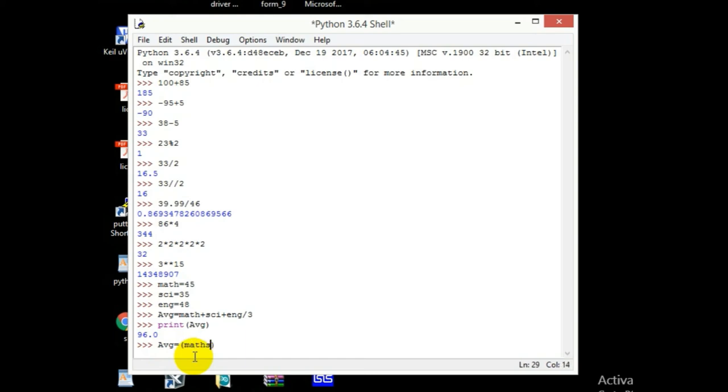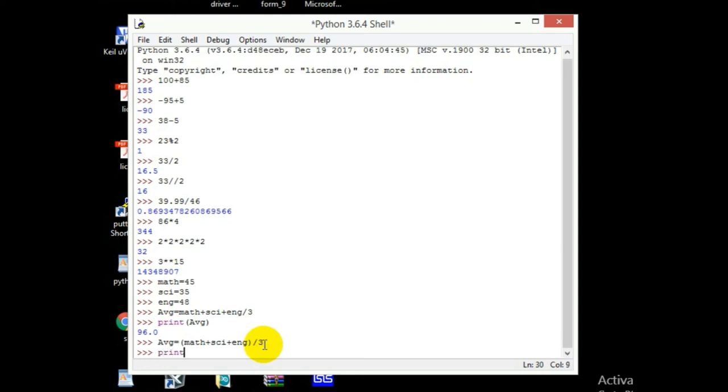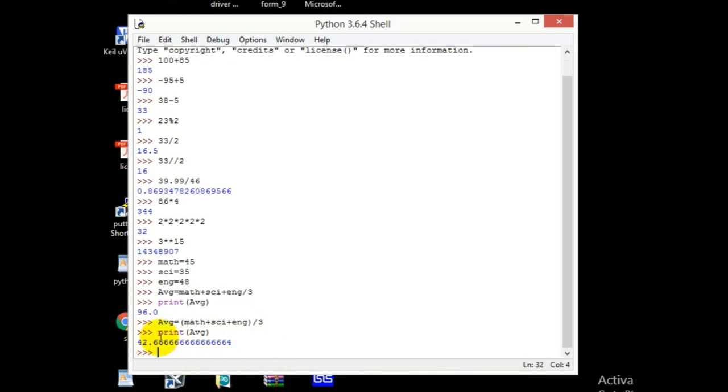So what we have to do is type average, and in the parentheses maths plus science plus English, and then divide by 3. So what it will do now is first give the preference to the variables that are in parentheses and then divide by 3. So let's see if the answer is correct or not right now. Print average. So let me hit enter, and here it is, 42.6. So you are getting the correct answer now. So you have found the average of 3 subjects.